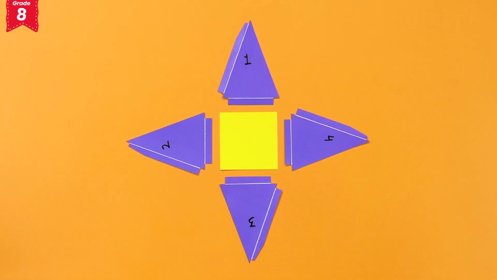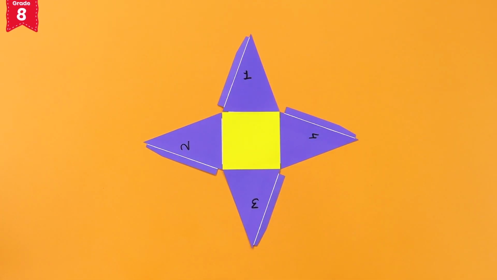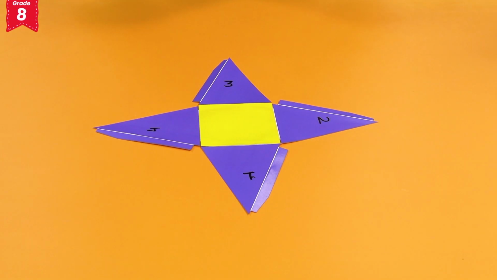Arrange the side cards 1, 2, 3 and 4 along the 4 sides of the square base card and join the flap of the face cards by using glue. At this stage, the 2D net for forming the square pyramid is ready. Now flip it over.